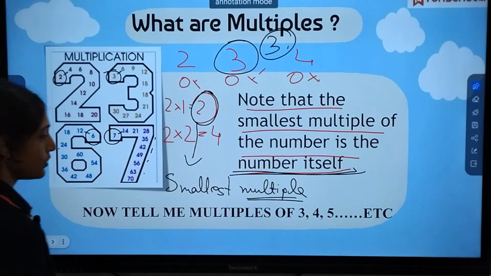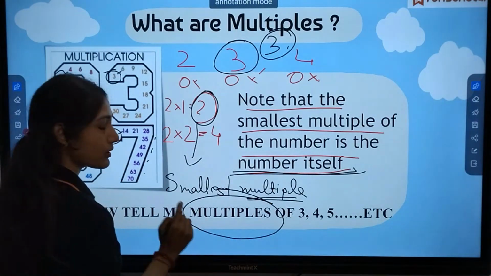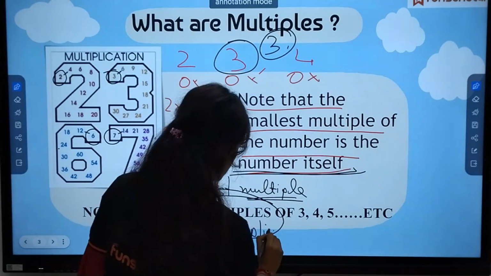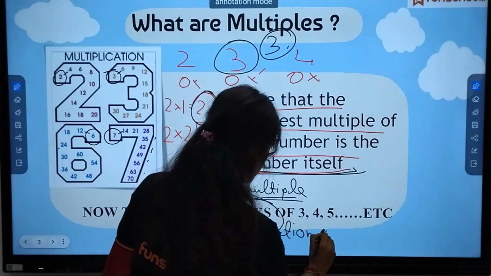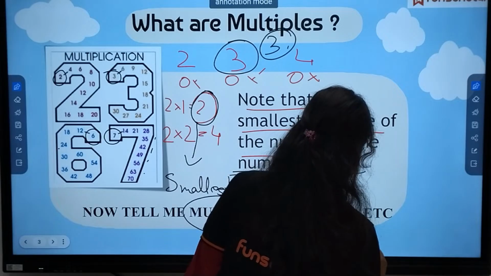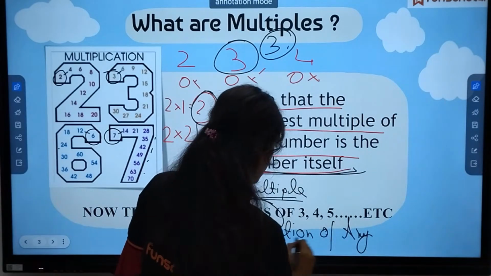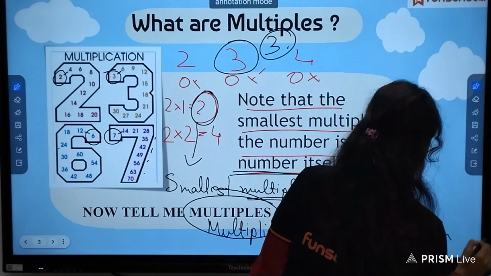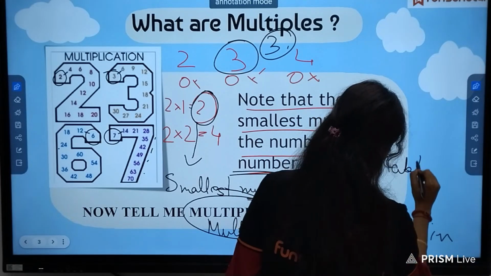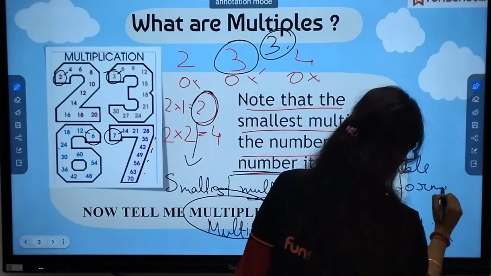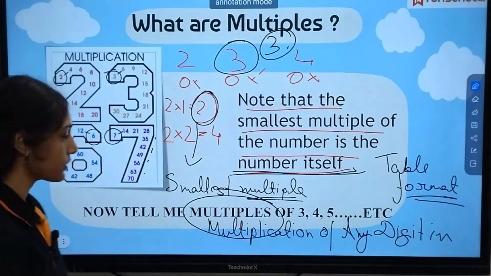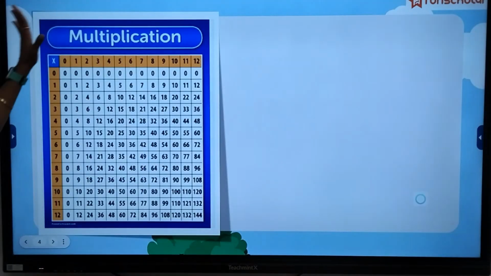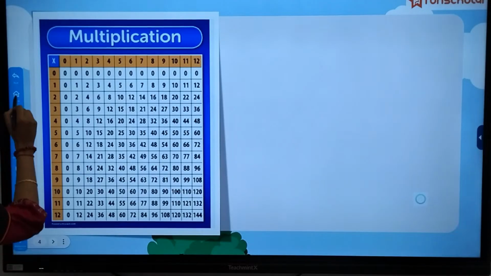so on. So, multiples are nothing but what you can say, it is multiplication of any digit in table format. Right? Okay? Clear? I hope it is clear. Just see. This is what a multiplication table is.